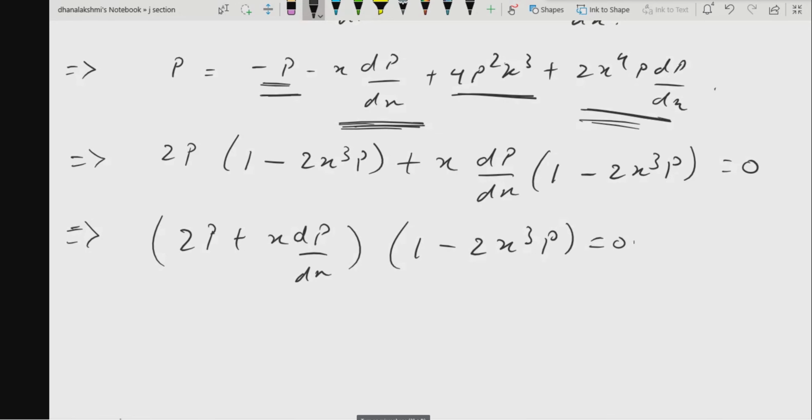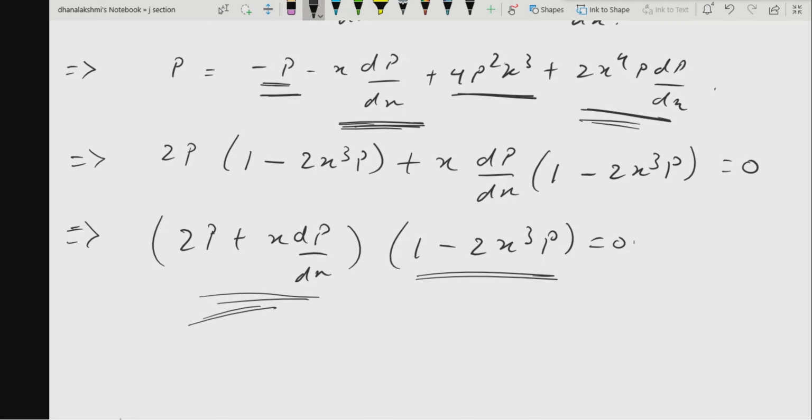Now as I told you, you have to take each of these factors to 0 and get the solution. Out of these two, which factor will you consider? You have two factors. This can be equal to 0 or this can be equal to 0. Which factor will you consider? The factor in which you have the derivative of p. That is this one, the first factor. We will neglect the second factor because there is no derivative of p in the second factor.